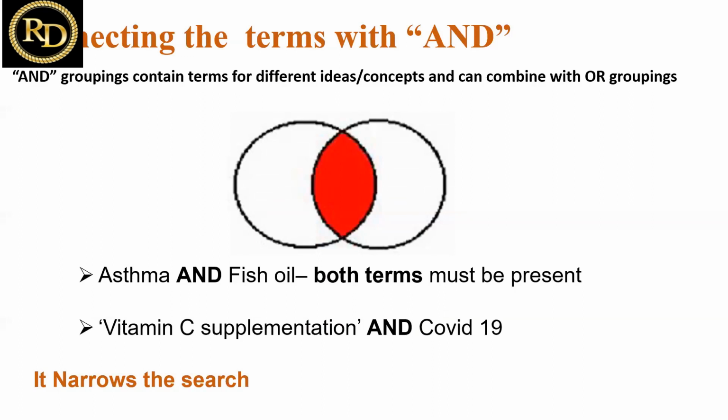Here, asthma and fish oil. The results of the and Boolean operator contain both terms. So it will give you the results with both asthma as well as fish oil. Likewise, vitamin C supplementation and COVID-19. Wherever there are studies with vitamin C supplementation as well as COVID-19, they will show in your results. So it means that it will narrow results.